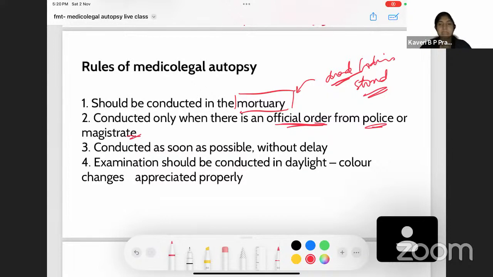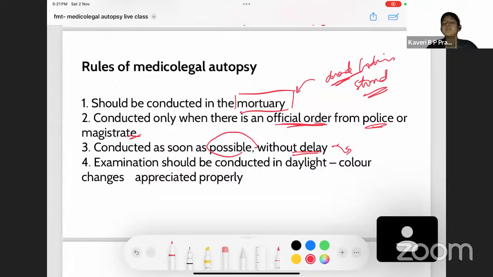Just because somebody has died and the doctor feels there might be foul play, he can't tell a fellow doctor to do an autopsy, nor can he do the autopsy by himself. He has to have an order from the police or a magistrate in order to carry out an autopsy. It is conducted as soon as possible without delay, because as long as there is delay, certain changes can be missed from the body.